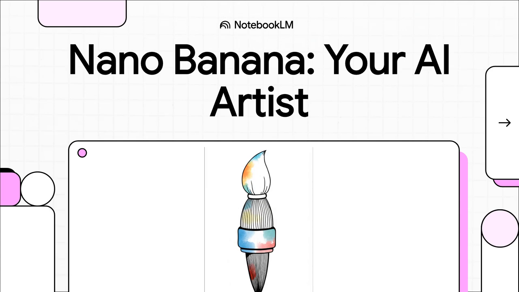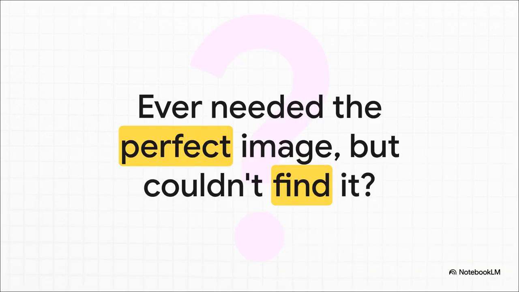So Google just dropped a new AI tool called Nano Banana. And honestly, it's designed to be like your own personal creative partner. In this explainer, we're going to break down exactly what it can do, and more importantly, what you can now do with it.